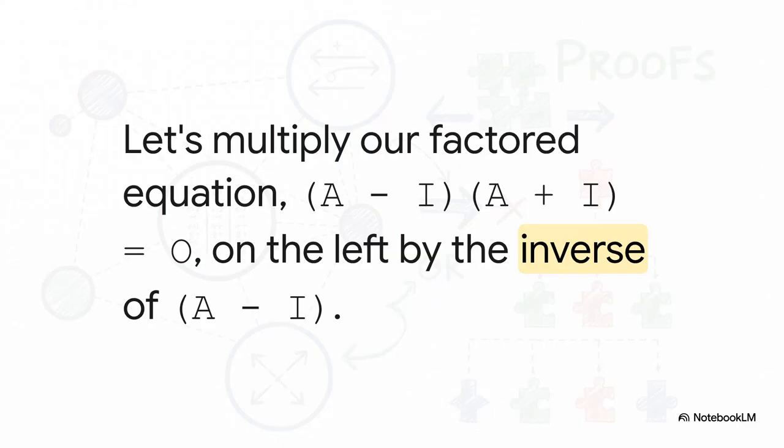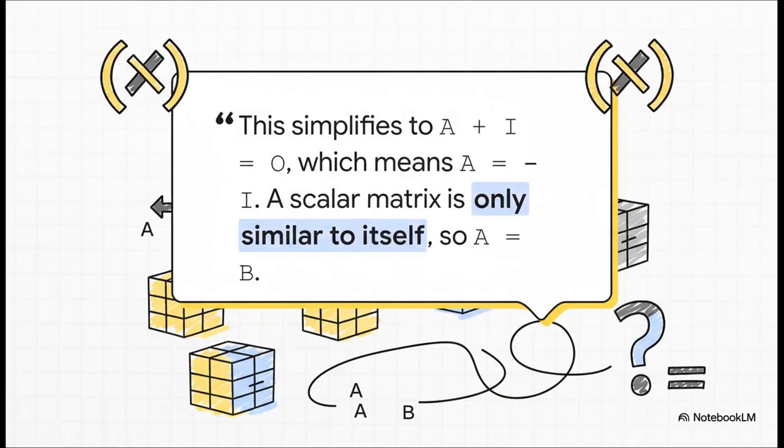So, since we know A minus I has an inverse, we can use it like a weapon. Let's take that factored equation and multiply both sides by (A minus I) inverse. On the right side, well, 0 times anything is still 0, but on the left, that's where the action is. The inverse of A minus I smacks into the original A minus I, and they cancel each other out completely. All we're left with is A plus I equals 0, and that can only mean one thing. A has to be the negative identity matrix.